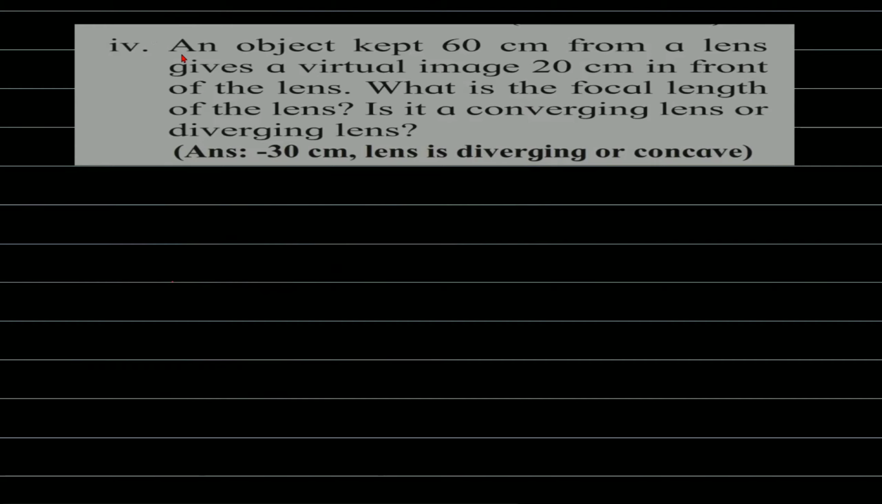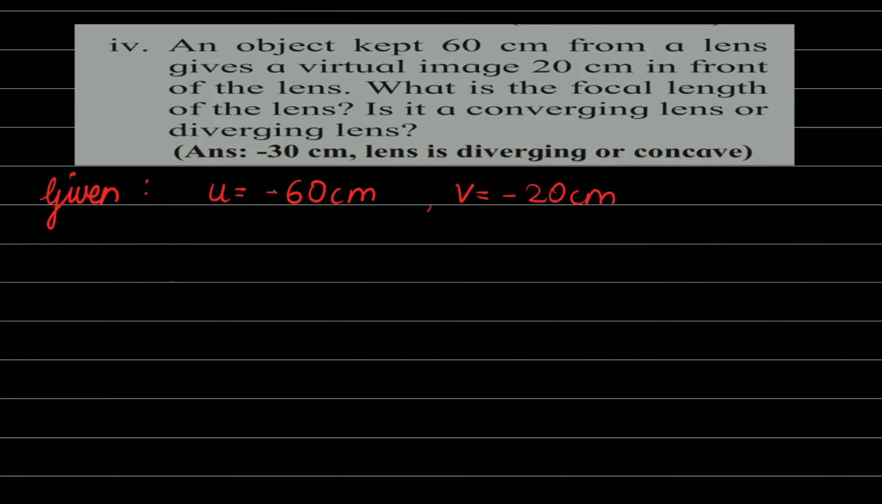In our fourth question, it says that an object kept 60 centimeter from a lens gives a virtual image of 20 centimeter in front of the lens. Then what is the focal length of the lens? We have to find the focal length, and also we have to state whether the lens is a converging lens or a diverging lens. So the given conditions are: the object distance is around minus 60 centimeter. The image distance V is equal to minus 20 centimeter.